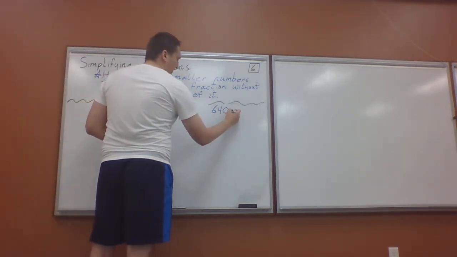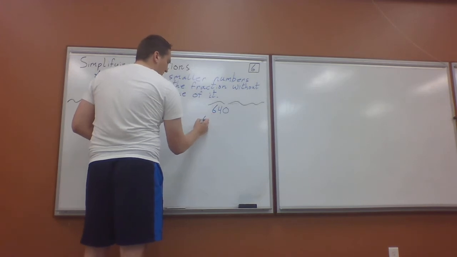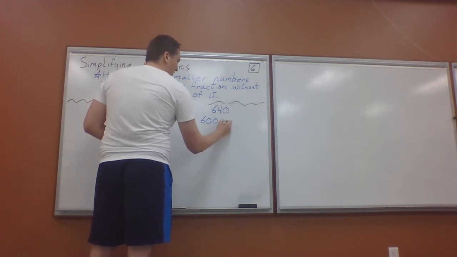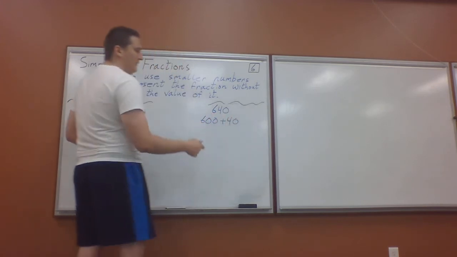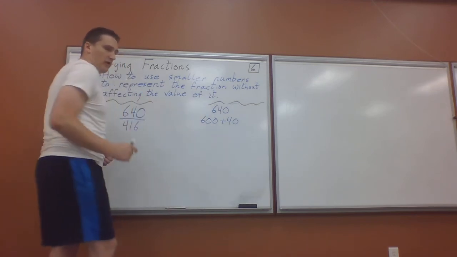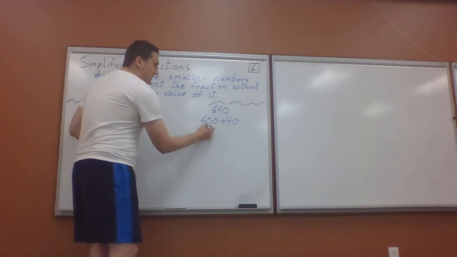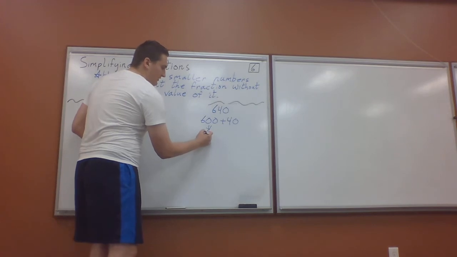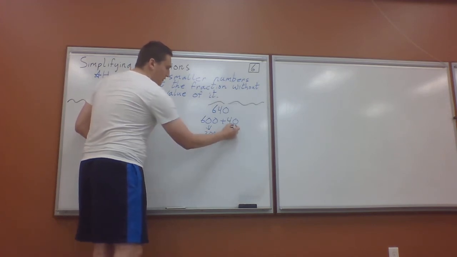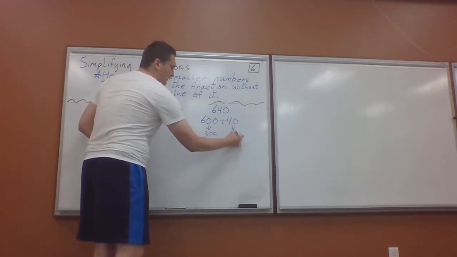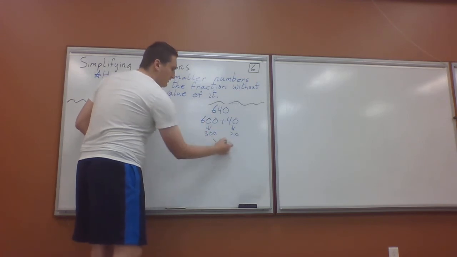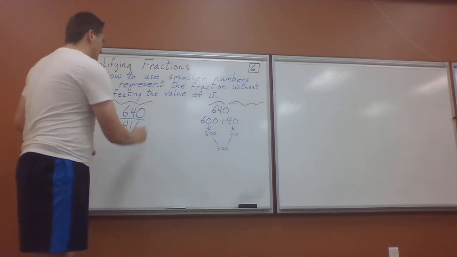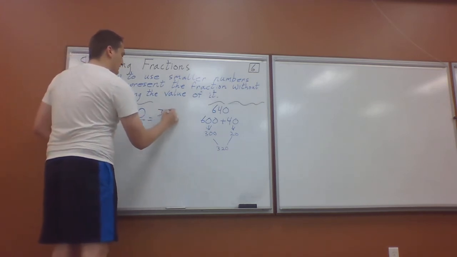If I'm going to cut that in half, I'm going to take that 600 and add 40. That's the same value as 640. I can take 600, cut it in half, and get 300. I can take 40, cut it in half, and get 20. So half of 640 is 320. So that's 320 on top.